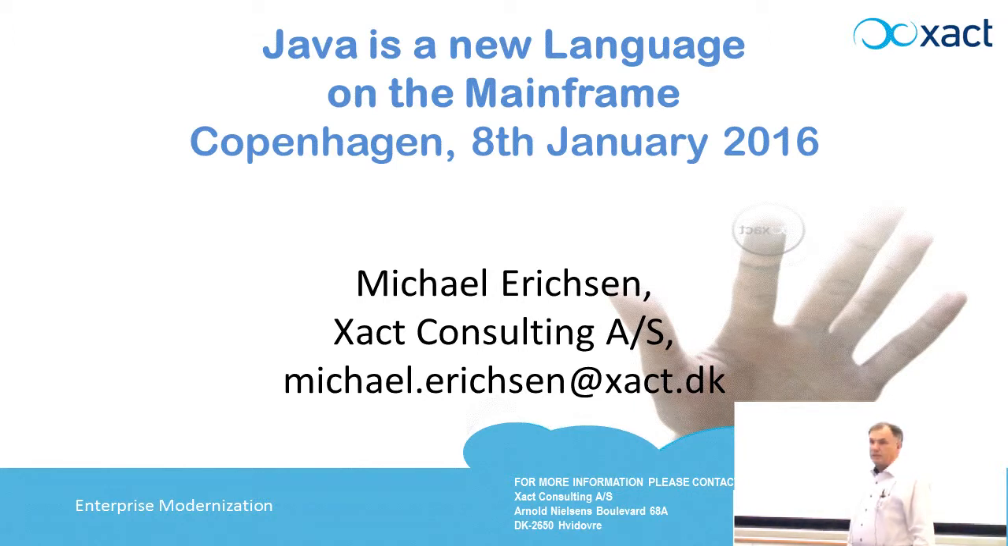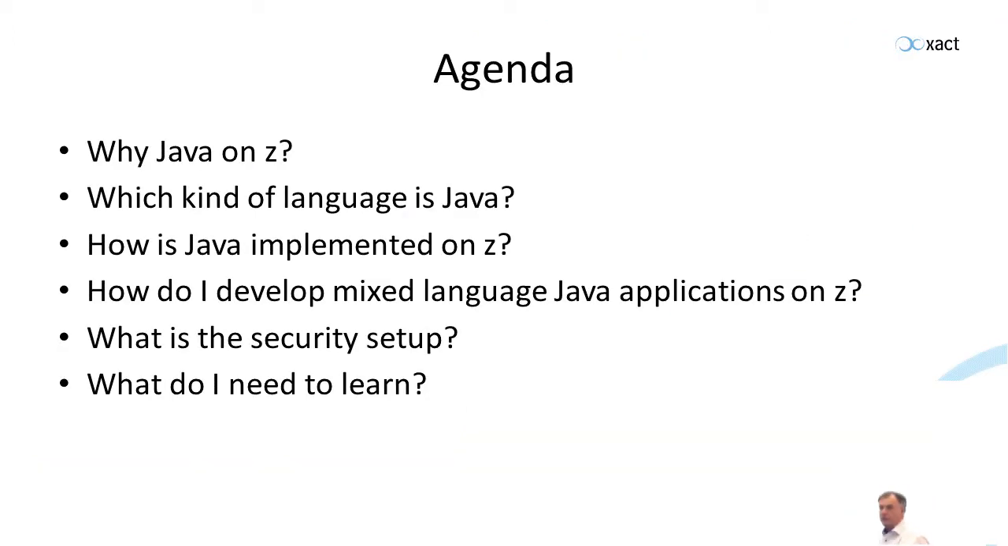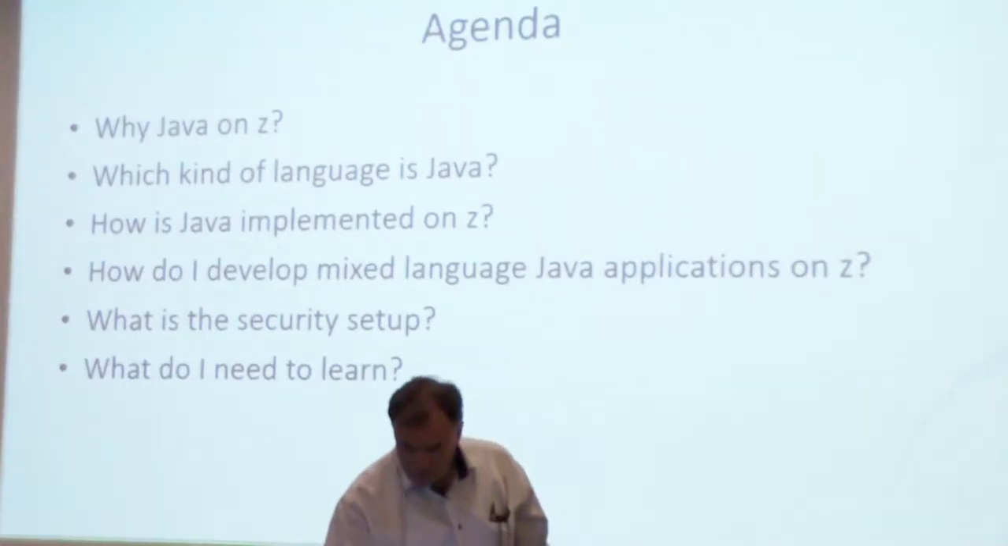And currently I spend a couple of days here helping the Java on Mainframe team with some experiences that I have from other stuff. So what I'm going to do now is to talk a bit about Java on the Mainframe in relation to the way that we are looking at doing it here. So I'll talk about why Java on Z, what kind of language Java is, how it's implemented on Z, how to develop mixed language applications on Z, a small bit about security, and a single slide about education.